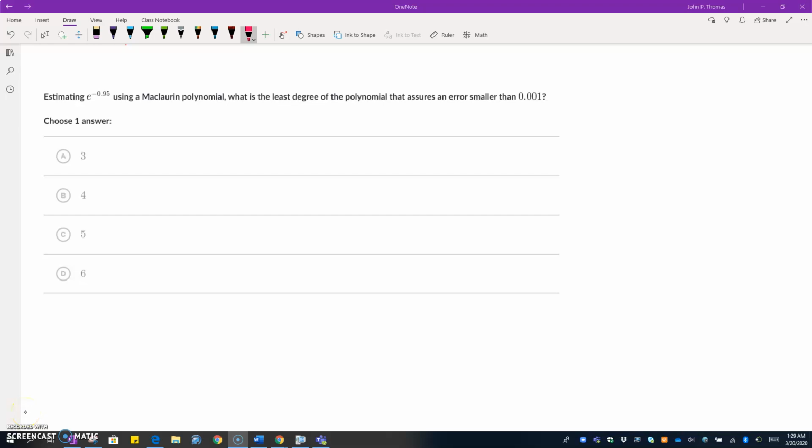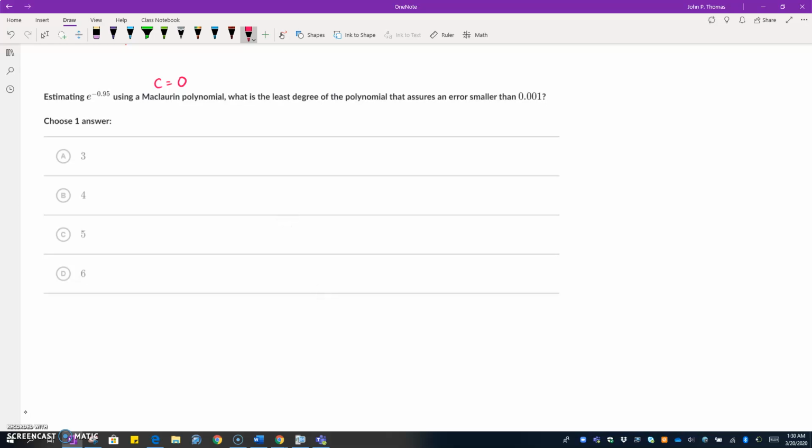Okay, so this is the third and final question, another great one for us to go over. This one asks us, we're estimating e to the negative 0.95 using a Maclaurin polynomial. That tells us the center is 0. What is the least degree polynomial that assures an error smaller than 0.001?